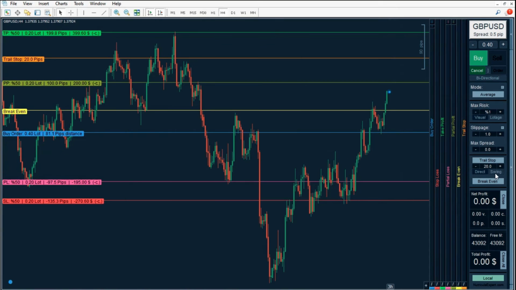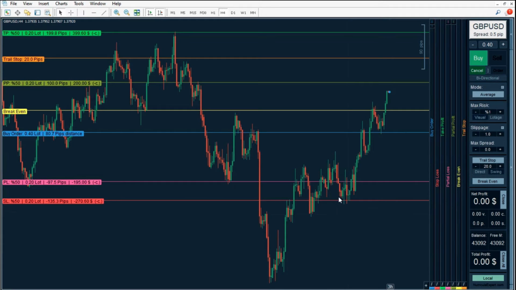But if we put the trail stop in swing mode instead of moving stop loss directly behind the price, Nutricula automatically finds the last swing and, following the 20 pips distance that we have set here, places the stop loss at a distance of 20 pips with the last swing.